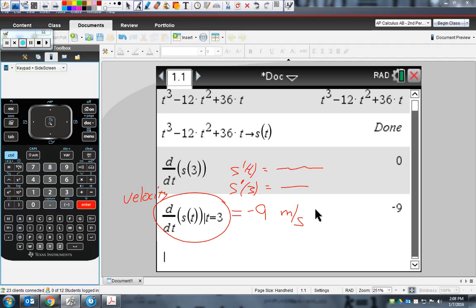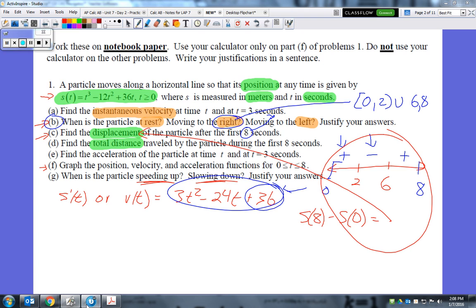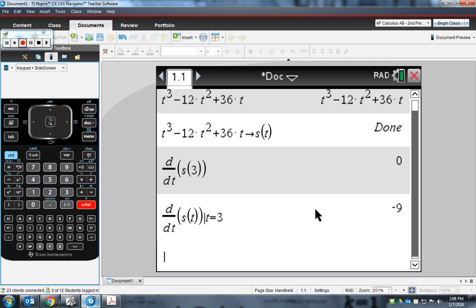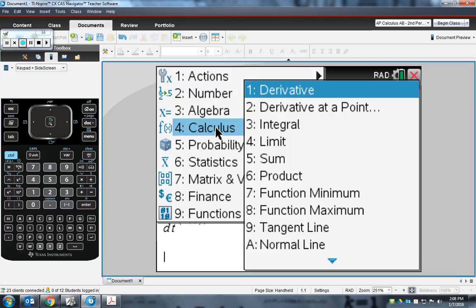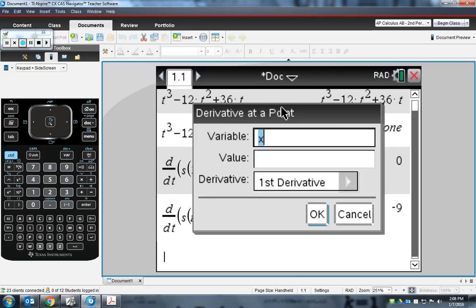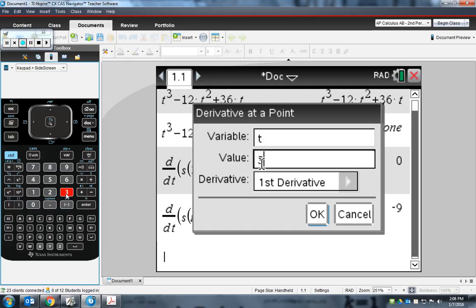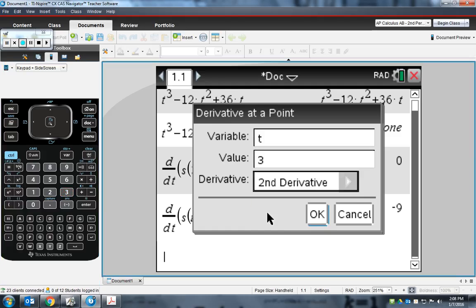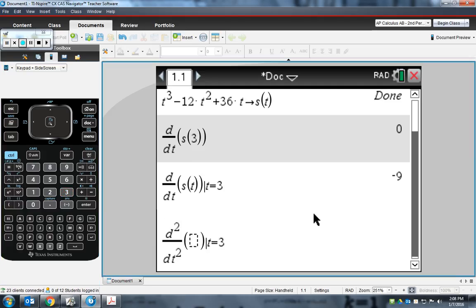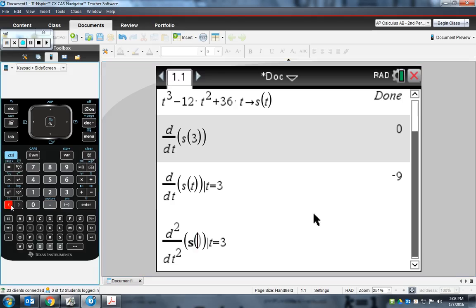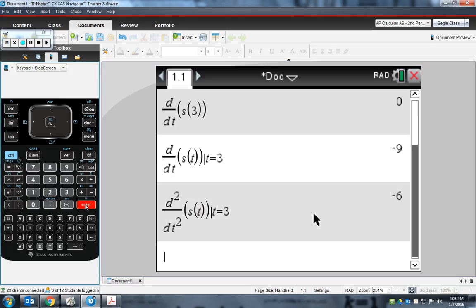The reason why it's cool that you have it stored is because you can now go back and say, well, I don't want to look at that. I want to look at the acceleration at 3. So I'm going to say menu for derivative at a point. The input value variable is t at 3, but this time I want to know the acceleration. Look how fast this is going. S of t, my acceleration is -6 meters per second squared.